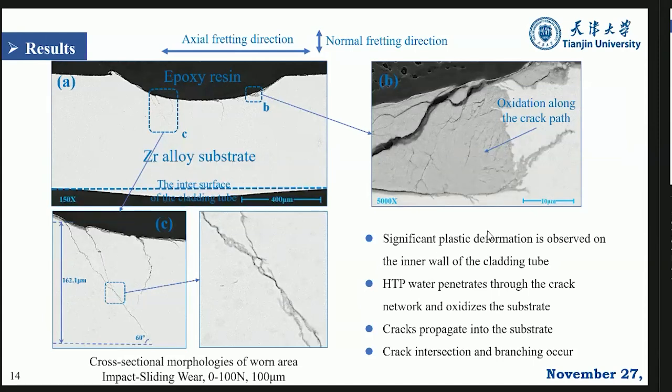We can see we have first a very big plastic deformation, and then some obvious cracks generated, and the high temperature water penetrates through the crack network and oxidizes the substrate. Also, the cracks can intersect together and branch. And that is not enough.